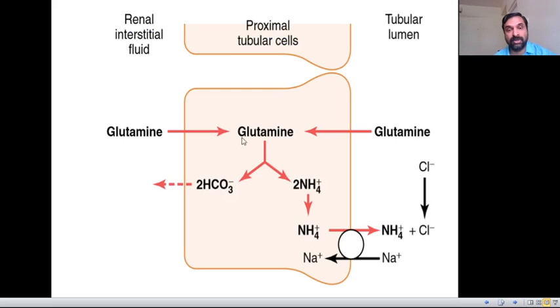So this is in proximal tubule. This ammonia exchanges with sodium, ammonia sodium exchange in the PCT, proximal convoluted tubule. So ammonia is secreted and sodium is reabsorbed. As a result, two molecules of bicarbonate ion are reabsorbed into renal interstitium. Okay, it decreases acidity of blood, because two bicarbonate ions are reabsorbed.